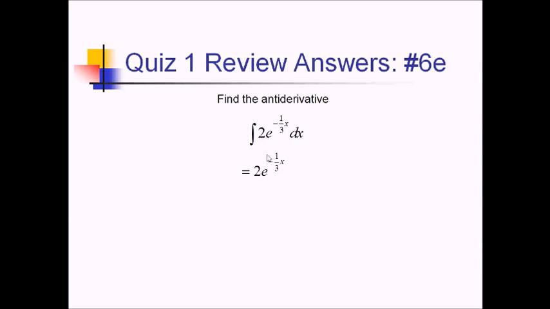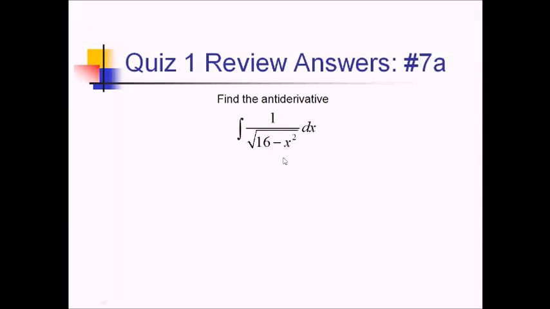So if I'm dividing by negative 1/3, I'm really multiplying by negative 3, the reciprocal of that. And I have a plus c that I have to be mindful of. And if I want to simplify all this, this is just negative 6e to the negative 1/3 x plus c.